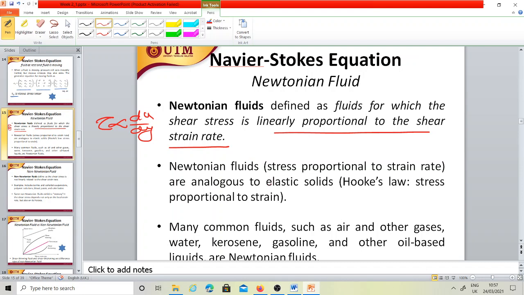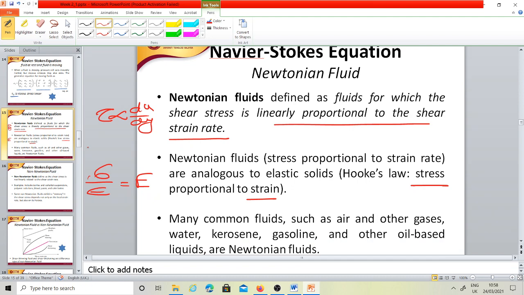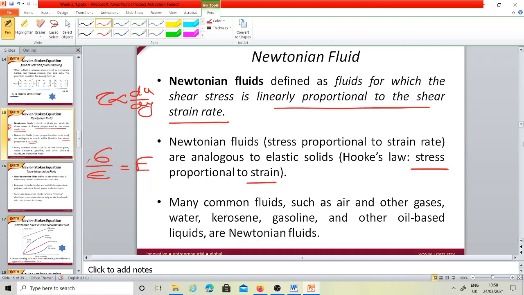So the Newtonian fluid is analogous to solid mechanics, where we have the stress-strain relationship. You know that in solid mechanics, stress by strain is the Young modulus of elasticity. The Newtonian fluid also maintains the same Hooke's law, where the stress is proportional to the shear strain rate, and it will maintain this until the yield point. It means the proportional part, okay. So it's always proportional. If it is not proportional, then it's not a Newtonian fluid. Many common fluids, for example air and other gases, water, kerosene, all the oil-based liquids are actually Newtonian fluids.